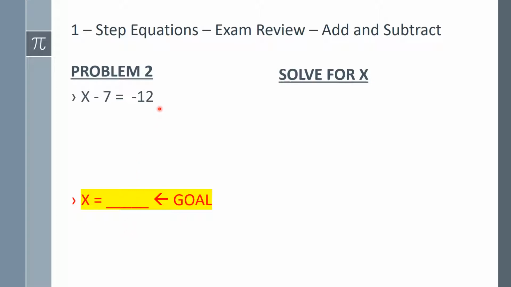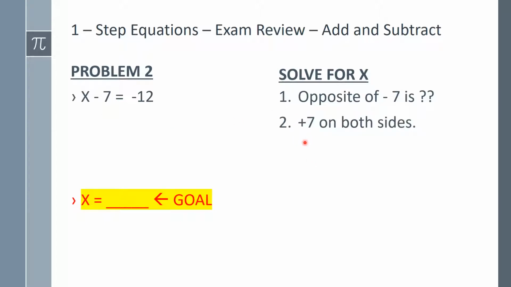So I look at the left side of the equal sign. I've got my x there. And I notice I've got that minus 7. But I want x to be all by itself at the end. So I have to get rid of that negative 7 or that minus 7. And so I ask myself, what is the opposite of negative 7? It's positive 7. So I'm going to add 7 on both sides of that equal sign. What I do to one side, I have to do to the other side. So here's my plus 7s on both sides of that equal sign.